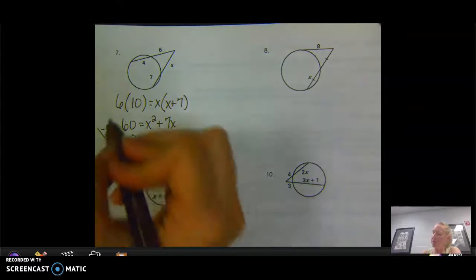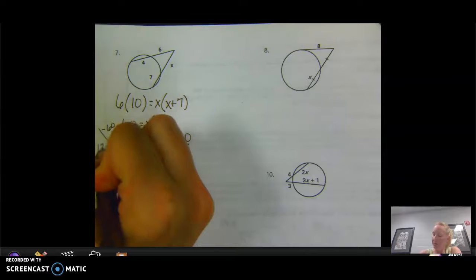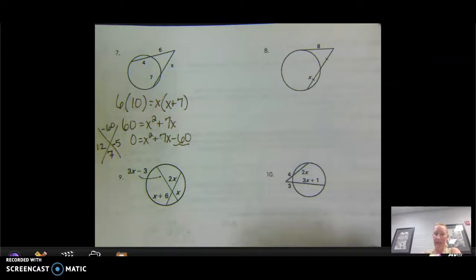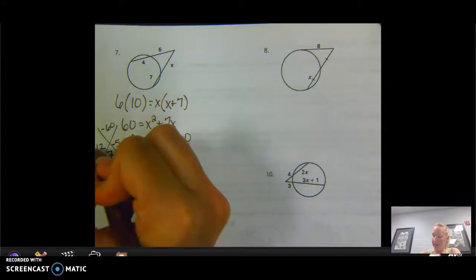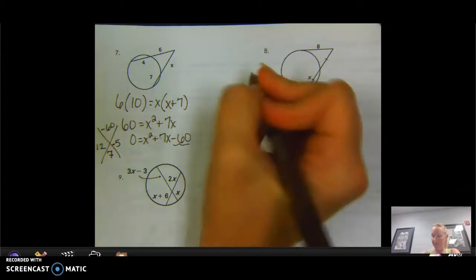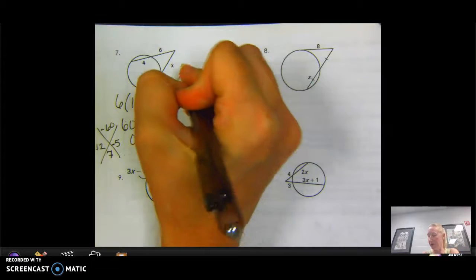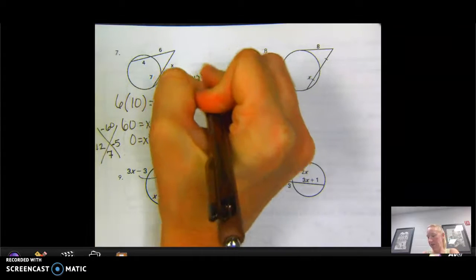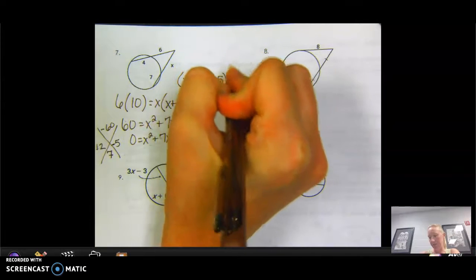So what times what equals numbers. So this would be 12 and 5. 12 and 5 makes 60, and some combination of 12 and 5 will give me 7. That would be a negative 5. So that means that 12 times negative 5 gives me that negative 60 that I want, and 12 minus 5 equals 7. So it factors into x plus 12 and x minus 5 equals 0.